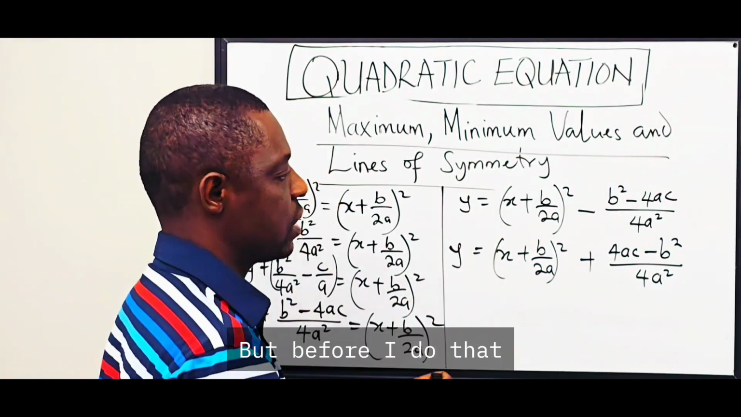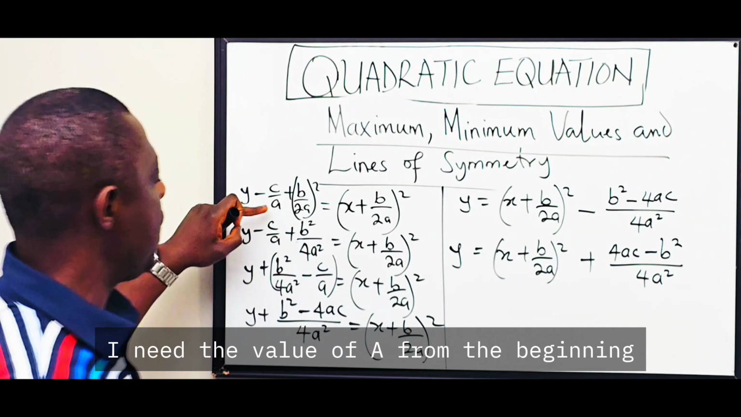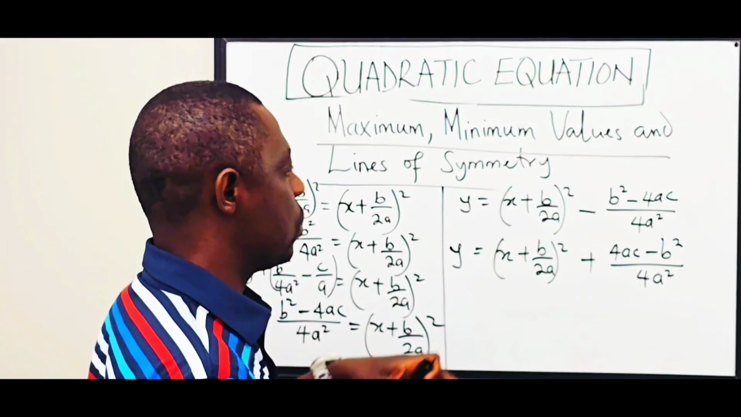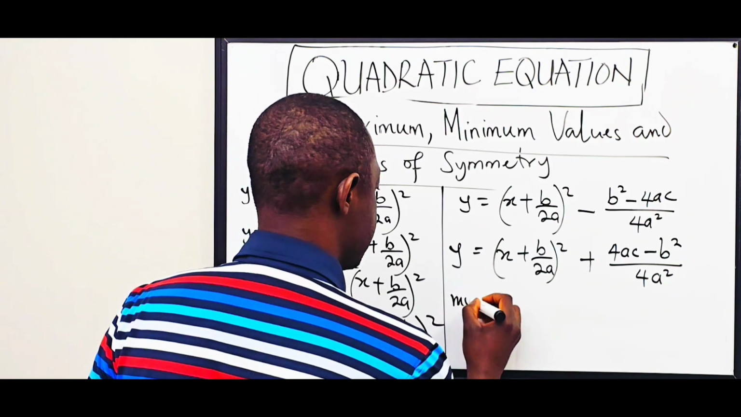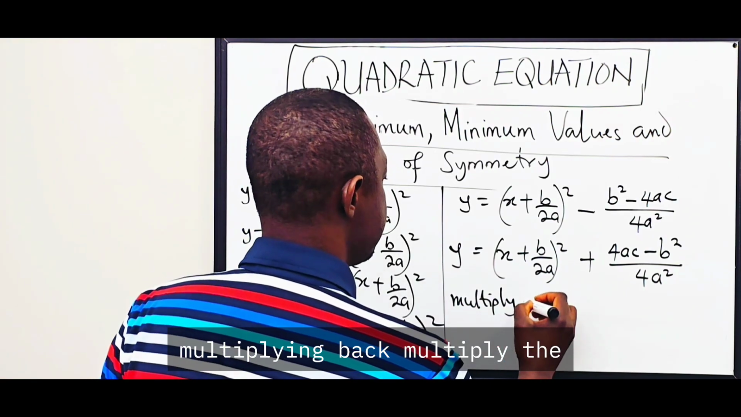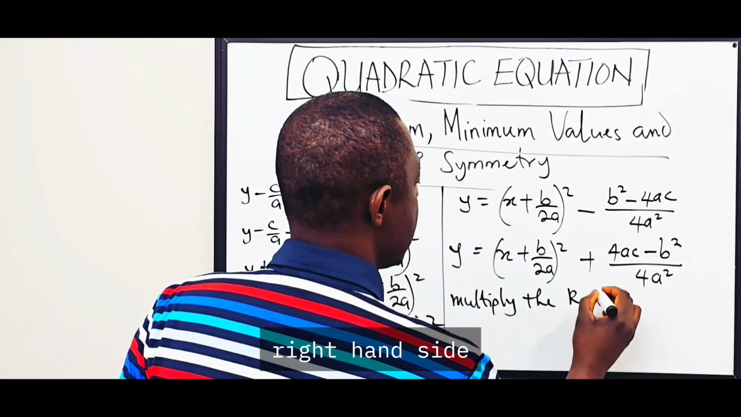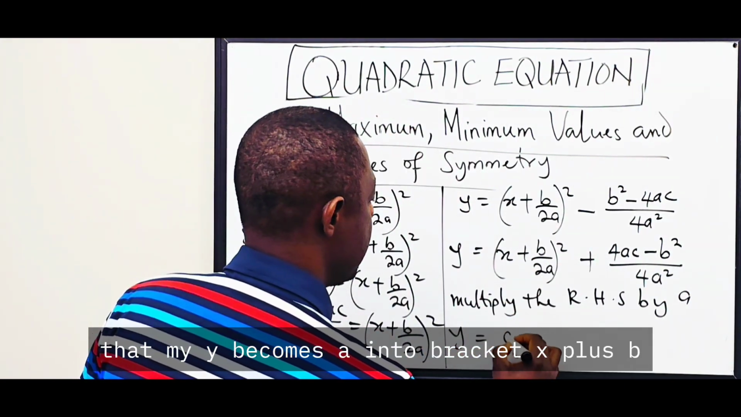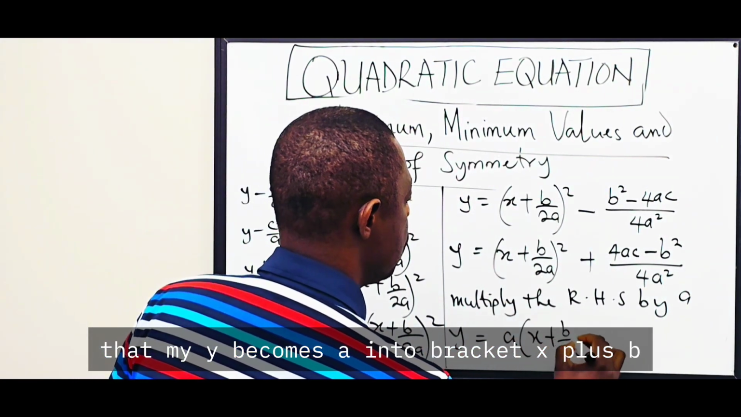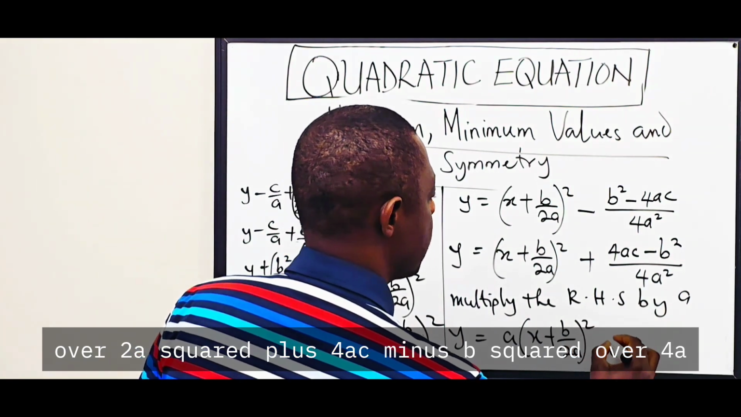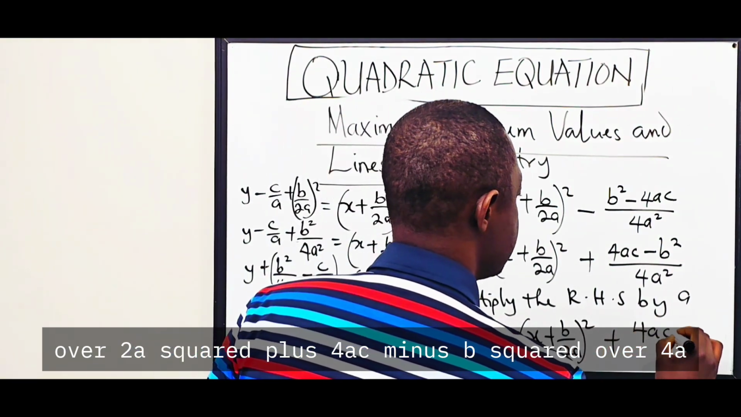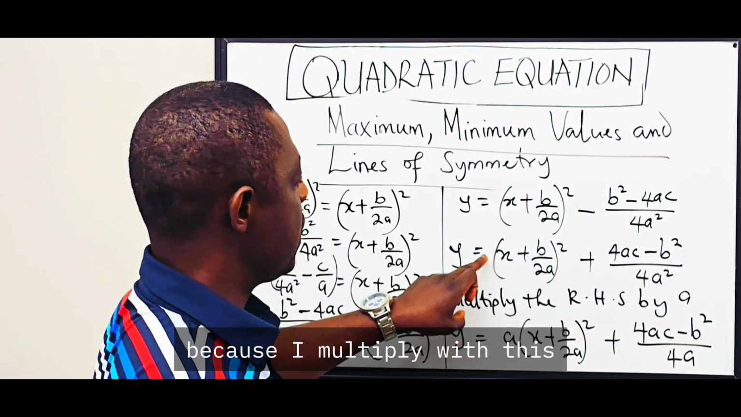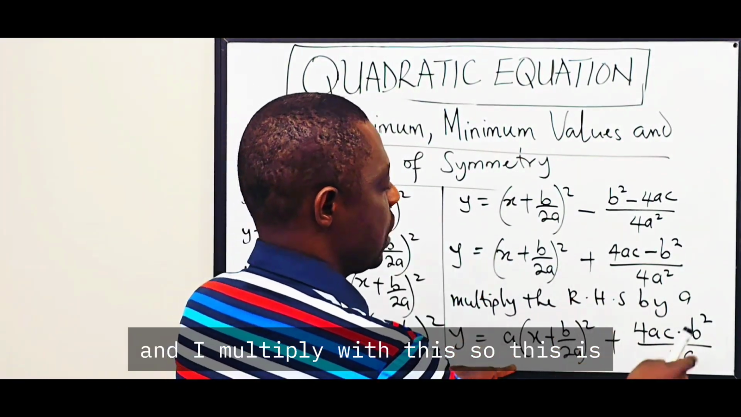But before I do that, I need the value of a from the beginning that I used to divide through the right hand side. So I'm now multiplying it back. Multiply the right hand side by a, and if I do that, my y becomes a into bracket x plus b over 2a squared plus (4ac minus b squared) over 4a, because I multiply it with this and I multiply with this. So this is what I have.